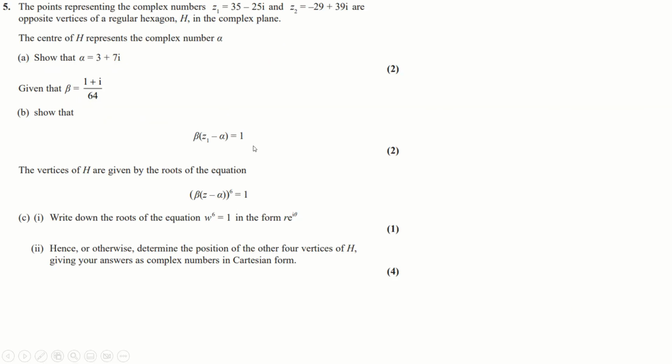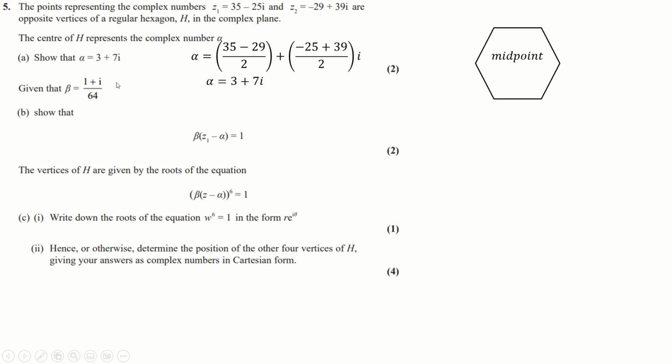Excellent. Question 5. So we have 2 vertices on a hexagon and their opposite vertices, so like here and here, which means the center of the hexagon is just going to be the midpoint of the 2 ones you've been given. So just average the 2 x coordinates, average the 2 y coordinates, and you get what they wanted you to get.